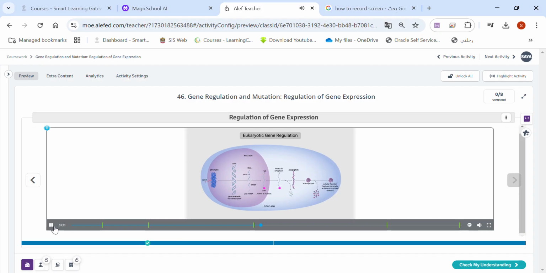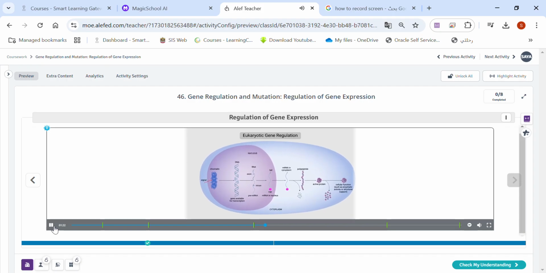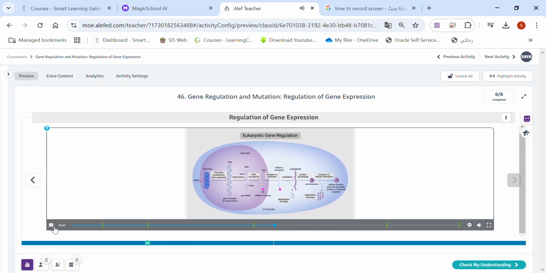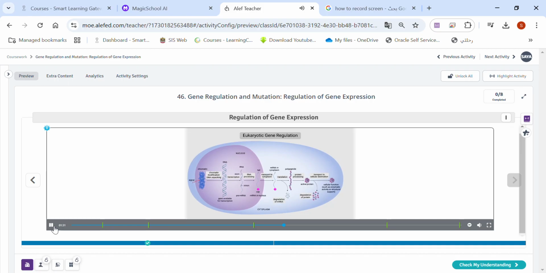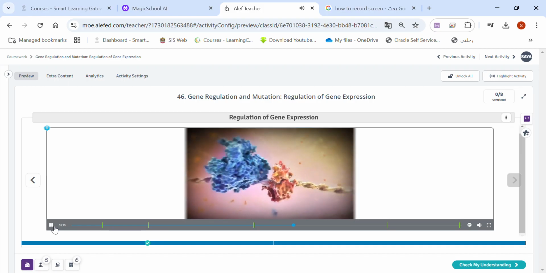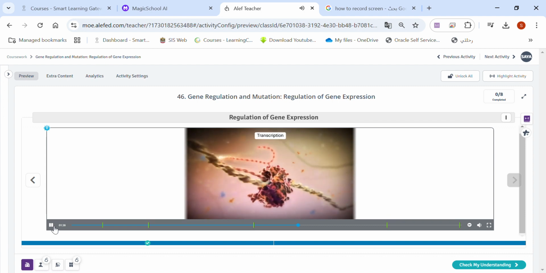Eukaryotic cells are much more complex. Regulation can occur at any stage, from the start of transcription to the processing of a protein after translation. One way eukaryotes regulate gene expression is during transcription.